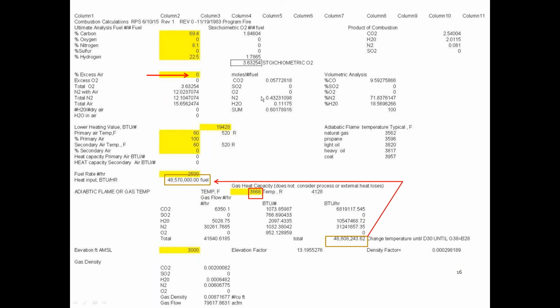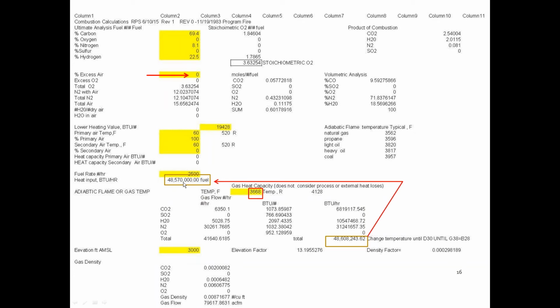The total air is 15 point something or other, 6.5. Okay, that being said, if I go over here to the right in that table, the volumetric analysis, I'm noticing that O2 is 0. Okay. Right. So that's what will be coming out of your kiln. No oxygen. That's stoichiometric conditions, which never occur, but we'll deal with that in a minute. But we got to start somewhere.